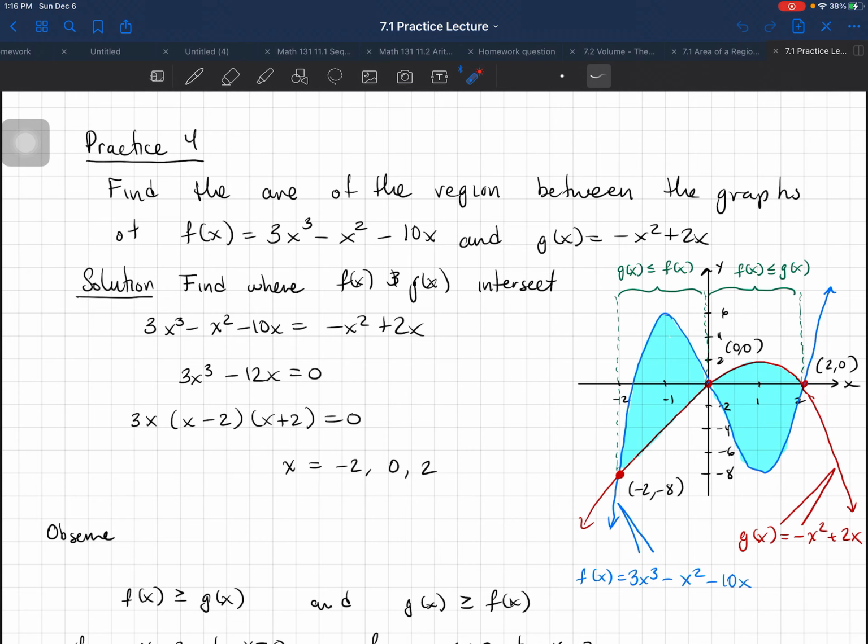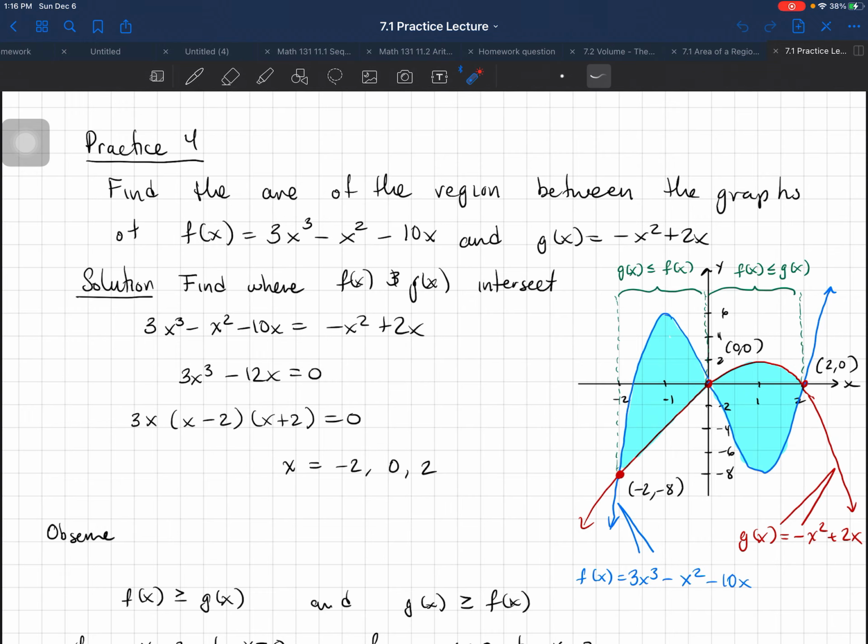Obviously we need to figure out where the change happens, and just like before, we can do that by finding where the two functions equal each other. It happens that these two functions equal each other at three points.